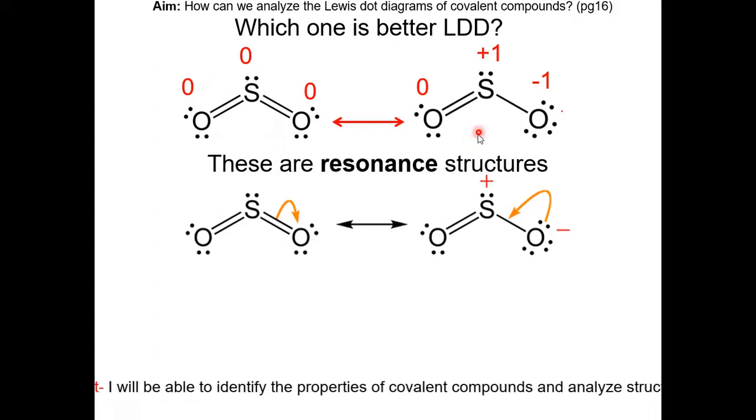So which is the better Lewis dot diagram? If you recall from previous slides, the better Lewis dot diagram is the one with the most neutral formal charges. That'll be this one on the left.